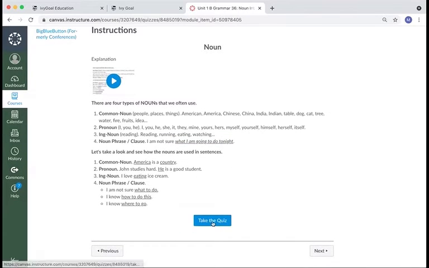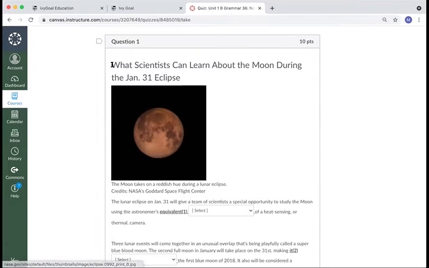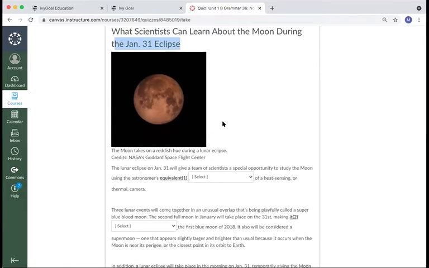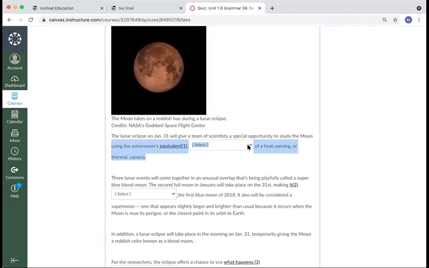So let's move forward with this and see if we can take the quiz. All right, so this is an article about what scientists can learn about the moon during the January 31st eclipse. I don't know if any of you guys ever stay up for an eclipse or get to see it from where you live, but they're very, very interesting things. So we're trying to pick what kind of noun this is. So we see using the astronomer's equivalent of heat sensing or thermal camera.